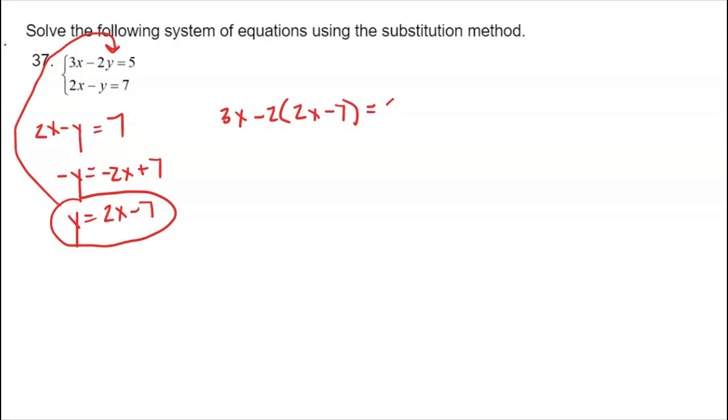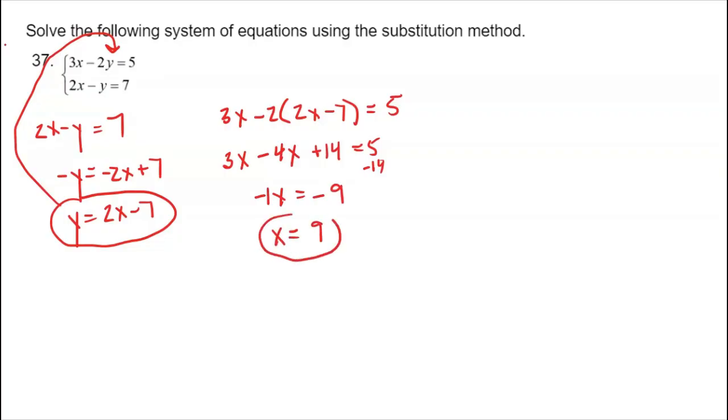Highly recommend using parentheses, especially when you have more than one term when you do substitution. Be very careful distributing that negative 2, so we get 3x minus 4x plus 14 equals 5. Combining like terms, 3x and negative 4x is negative 1x. Subtract 14 from both sides and we get negative 1x equals negative 9. Divide both sides by negative 1 and we get x equals 9.